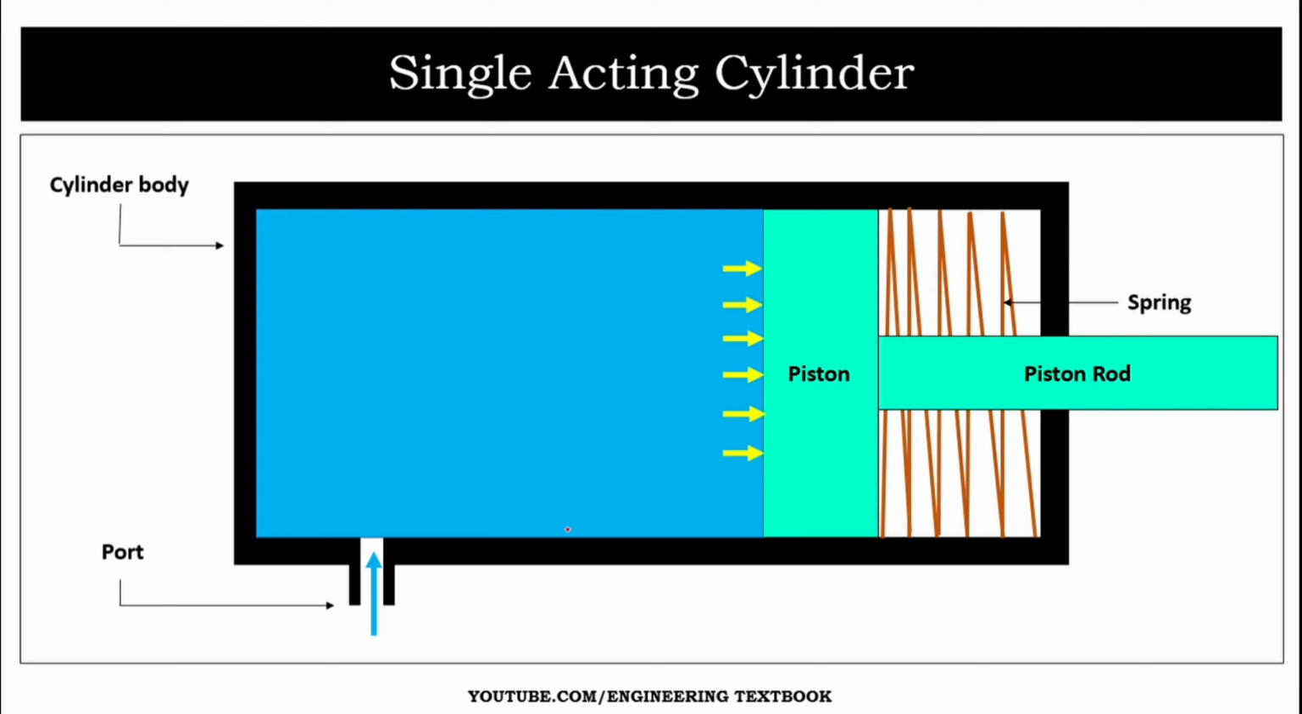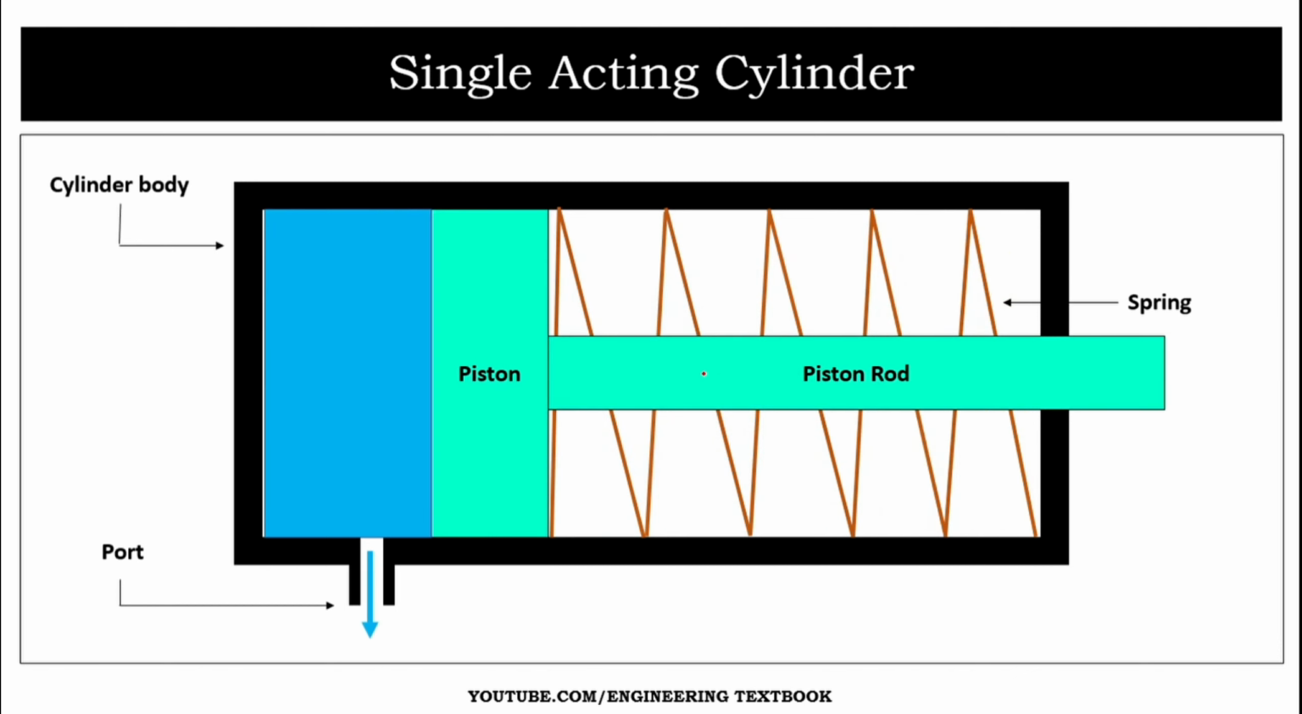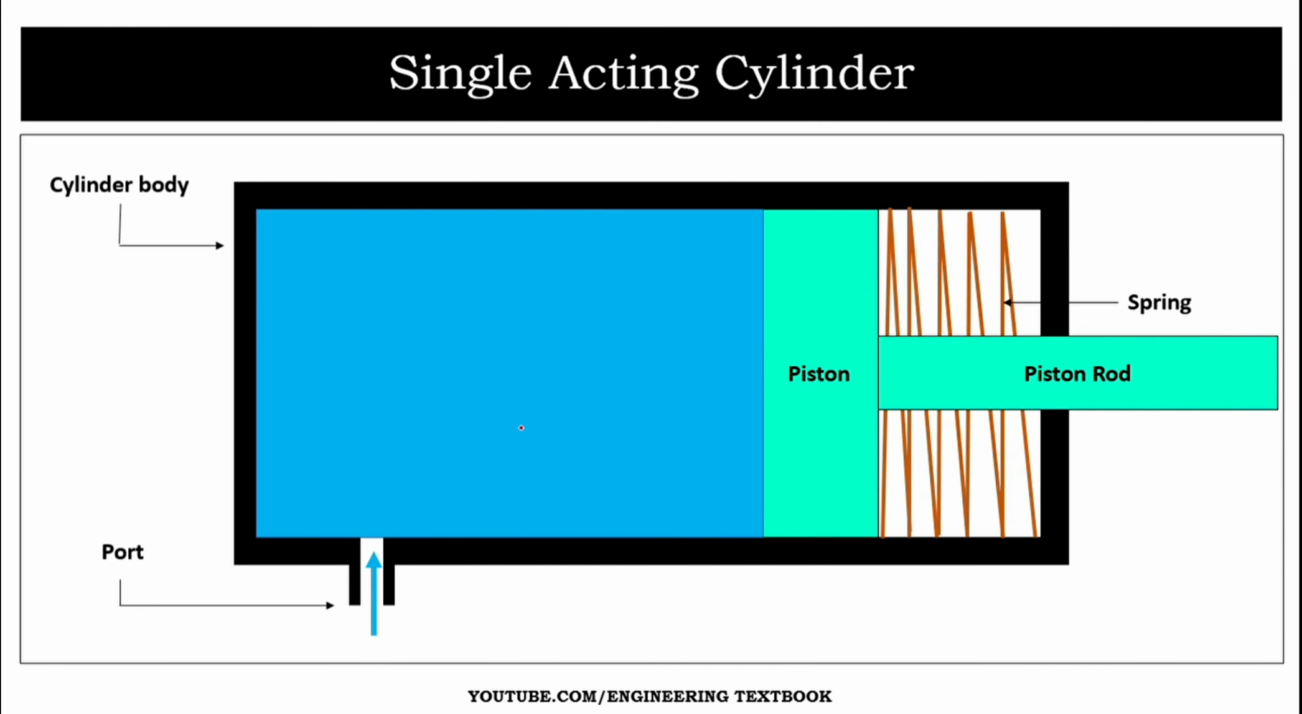Then the flow of oil stops. The compressed spring will expand and push the piston from right to left, and the oil will move outward from port P. During the movement of the piston, used oil is pushed out through the port P and returned to the oil tank. Now again, the pressurized oil enters into this cylinder through port P and the cycle repeats. This was about the single acting cylinder.